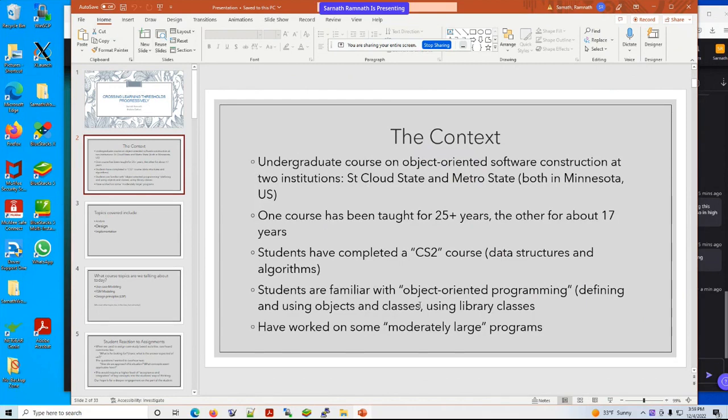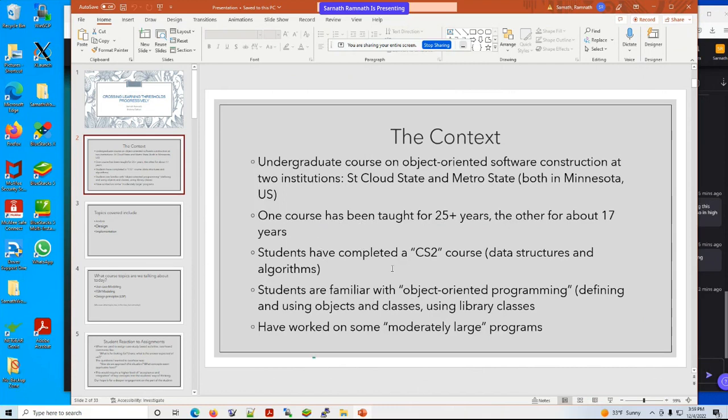So this is an object-oriented software construction course, and a very similar course is taught at two sister institutions, St. Cloud State and Metro State. Both are within the Minnesota State University system. One has been taught for 25 years, the other for 17.